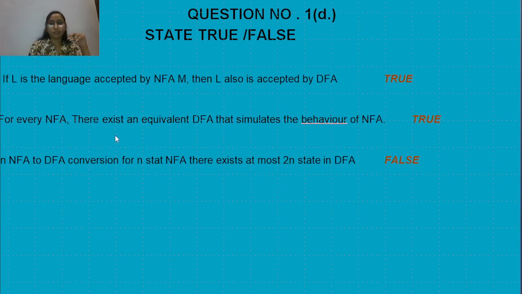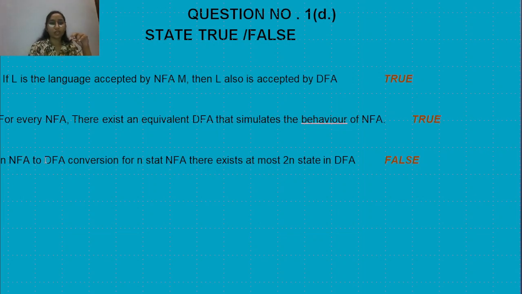Let's move towards the next one. For every non-deterministic finite automaton, there exists an equivalent deterministic finite automaton that simulates the behavior of the non-deterministic finite automaton. This statement is also true, because for every NFA there exists an equivalent DFA which simulates its behavior.